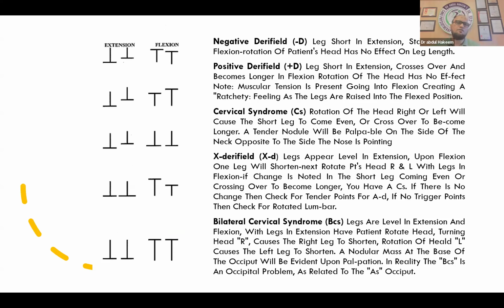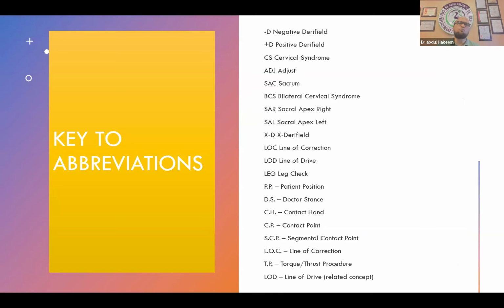And one more thing, bilateral cervical syndrome is always an occipital problem, most probably anterior superior occiput in 80% of cases. Posteriority is very low. During bilateral cervical syndrome, on rotation to one side, the same side will be short in case of AS, and the opposite side will be short in case of PI. This is all about negative, positive, cervical syndrome, external field, and bilateral cervical syndrome.